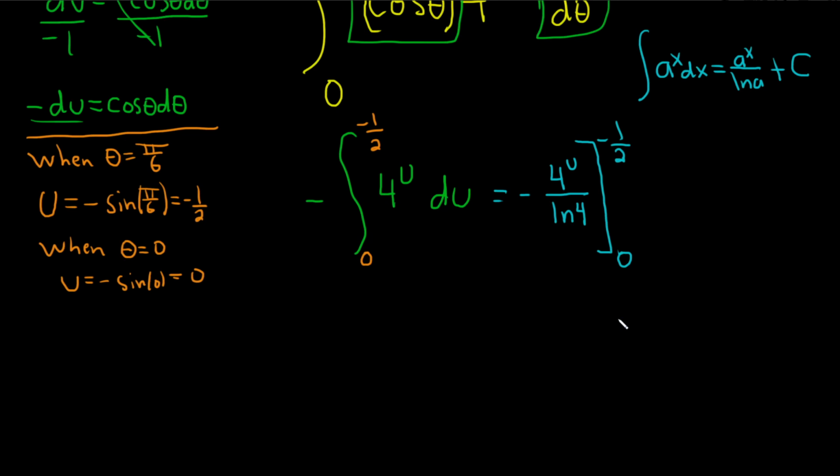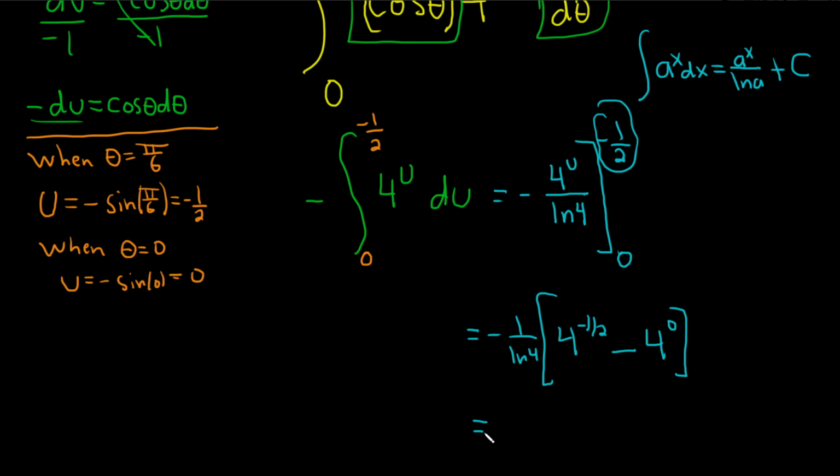All right, I'm going to leave this negative ln 4 on the outside. I'm going to leave it like this. And then let's go ahead and plug in the numbers. So first you plug in the negative 1/2. That's going to be 4 to the negative 1/2. Then you subtract, and then you plug in the 0. So 4 to the 0. This is equal to negative 1 over ln 4.